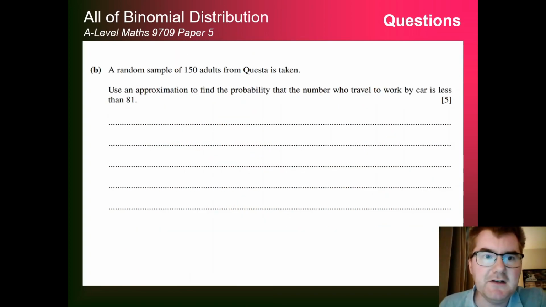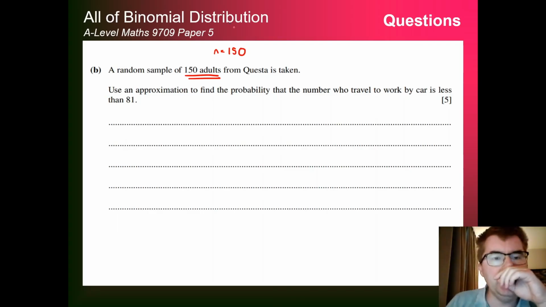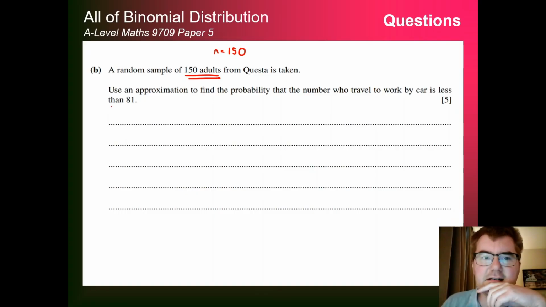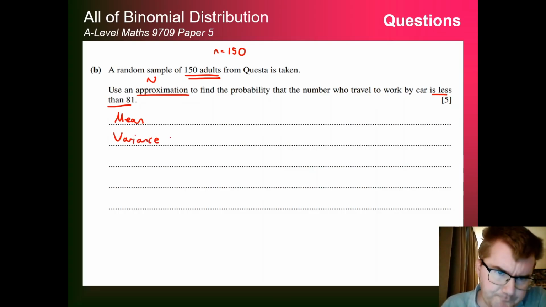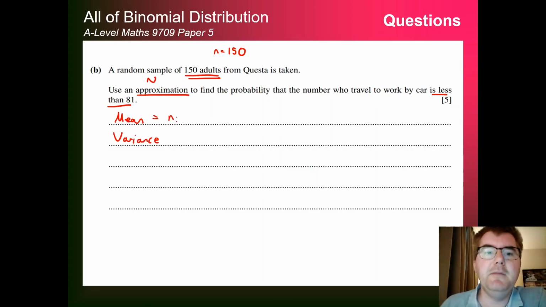So we have a random sample of 150 adults from Kvesta is taken. Use an approximation to find the probability that the number who travel to work by car is less than 81. Okay, so approximation, as soon as we see this, we're going to have to do a normal distribution. And before we can use that, we need to work out the mean and the variance. So the mean here being np, and the variance being np(1 minus p).